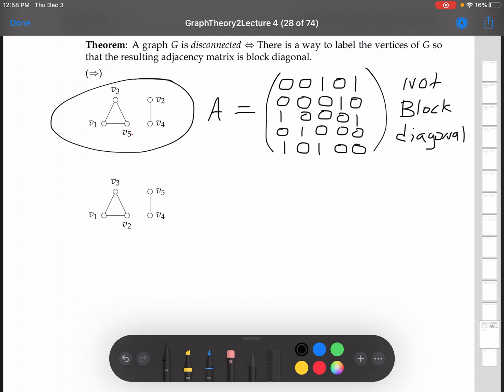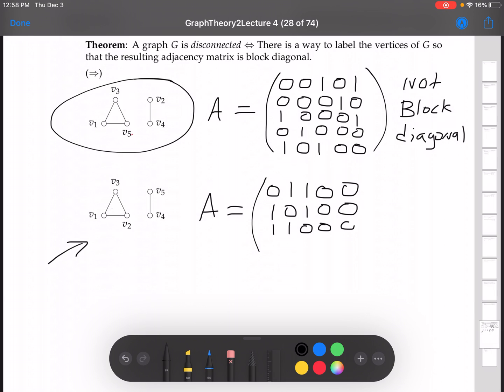Now, if we relabel things, as we've done in this graph here, let's look at the adjacency matrix. So V1 goes to 2 and 3. V2 goes to 1 and 3. V3 goes to 1 and 2. V4 goes to 5, and V5 goes to 4. And in fact, this adjacency matrix is block diagonal.